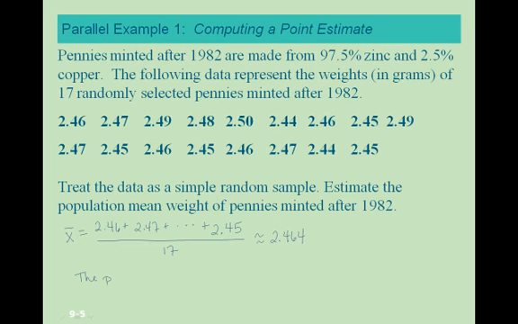And so then this value for x bar, or the sample mean, is the point estimate. And it's the point estimate of our population mean, mu, and it's going to be our 2.464 grams.